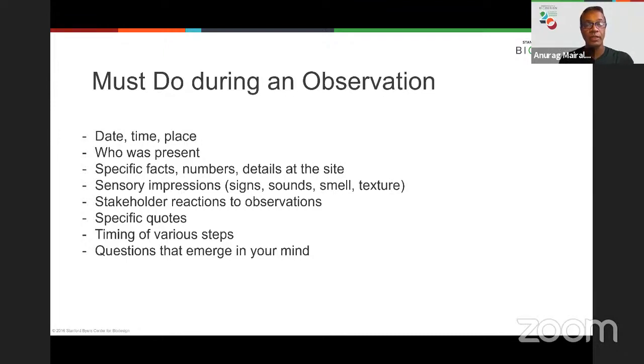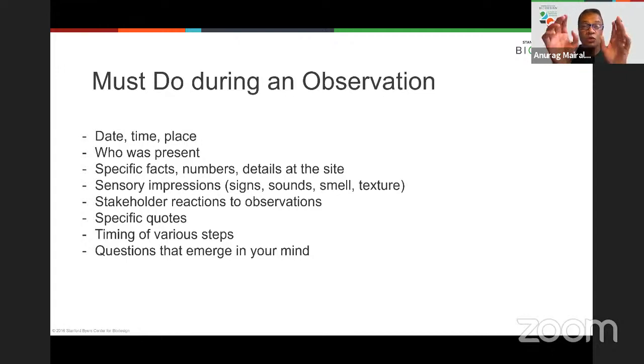and smell. If, let's say, the environment is very noisy and somebody has to speak loudly doing the activity, that's an observation, right? So you want to write that down, the sensory impressions. How are the stakeholders reacting to the observations?